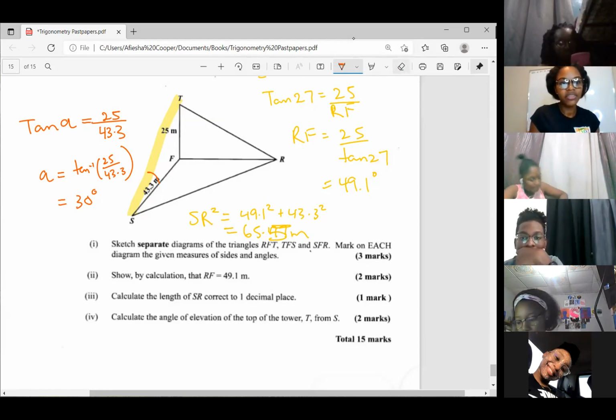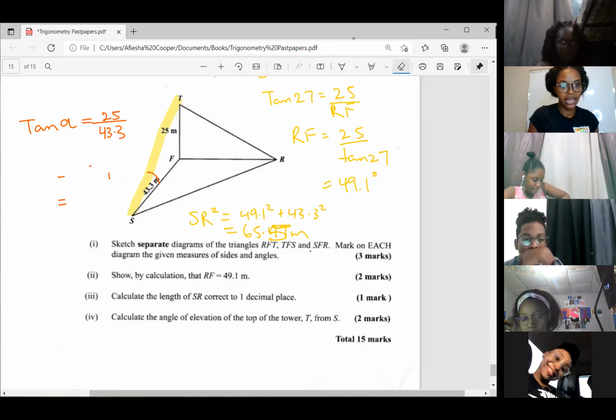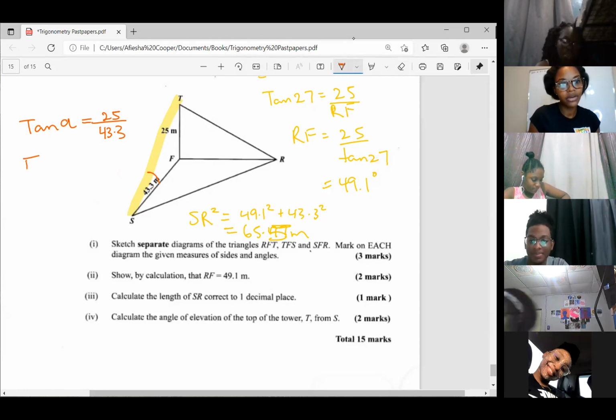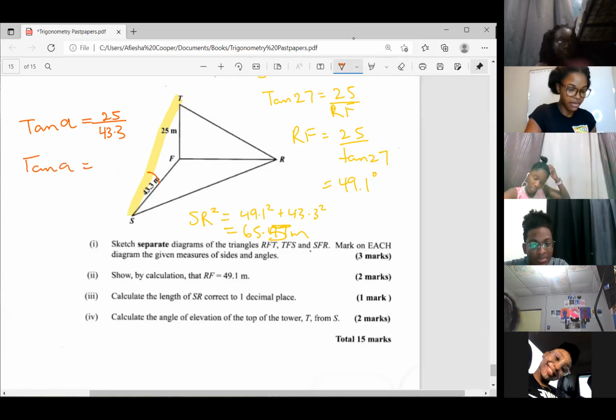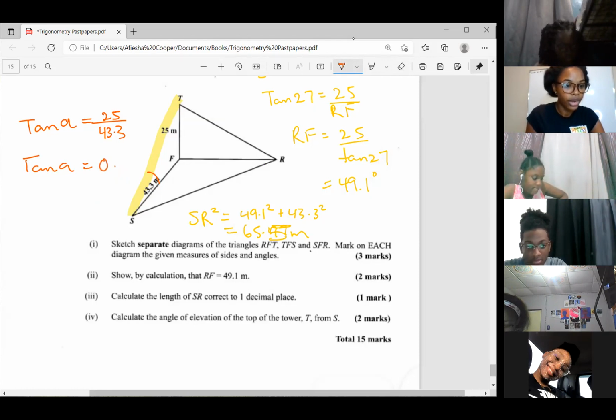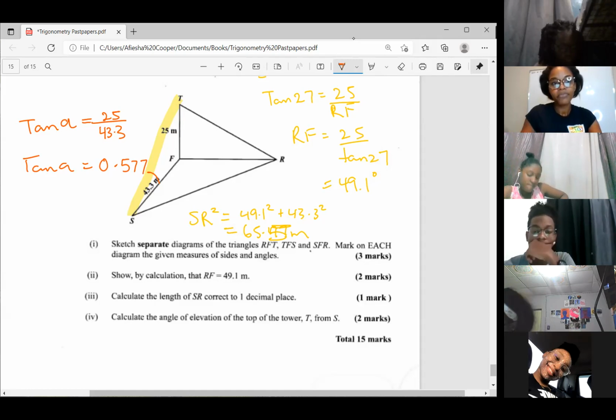So the first thing we worked out is tan A, which is 25 over 43.3. I'm guessing you all will come back and do this, right? What's the answer for that? Do it on your calculator. 25 divided by 43.3 is 0.577.